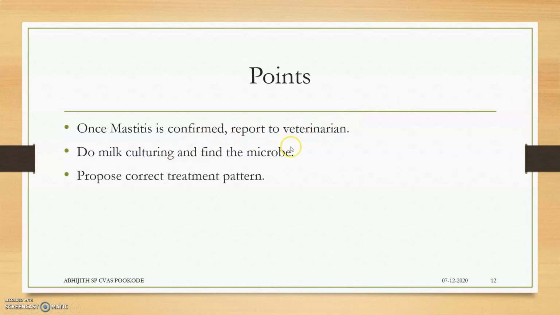So once mastitis is confirmed, you have to report to the veterinarian. Do the milk culturing technique, find the microbe, and propose the correct treatment pattern for the microbe.